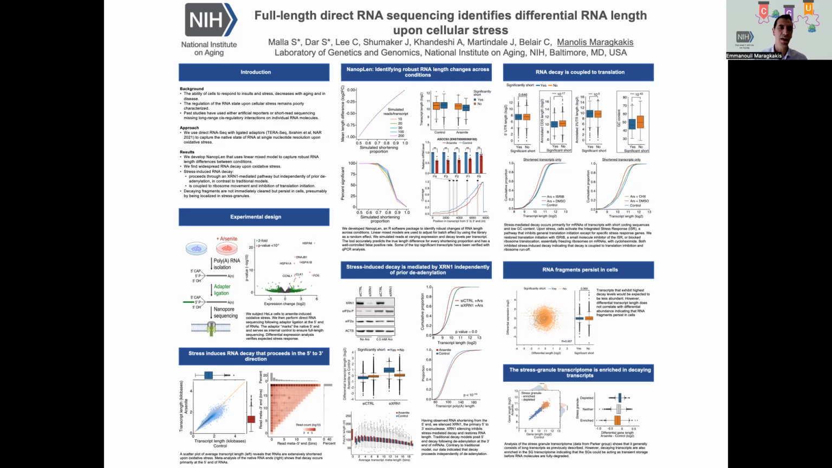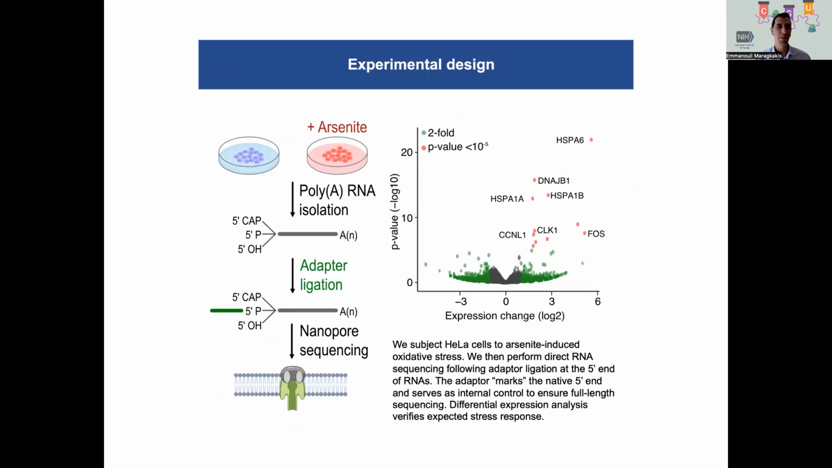Part of the reason why it's poorly characterized is because previous studies have either used short-read sequencing, thus missing long-range interactions on the mRNA molecules, or they used artificial reporters, which obviously lack generalization to the full transcriptome. So in this work, our experimental setting is quite simple. We have control cells and we have cells that we treat with arsenite. And then we perform long-read sequencing with direct RNA sequencing with the technical modification of ligating adapters at the 5' end of the molecules, which essentially act as markers so that we know that we sequenced all the way to the 5' end at single nucleotide resolution.